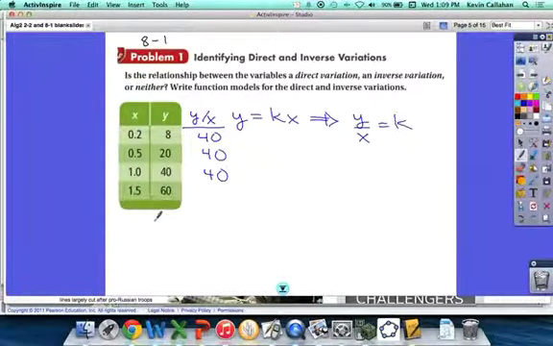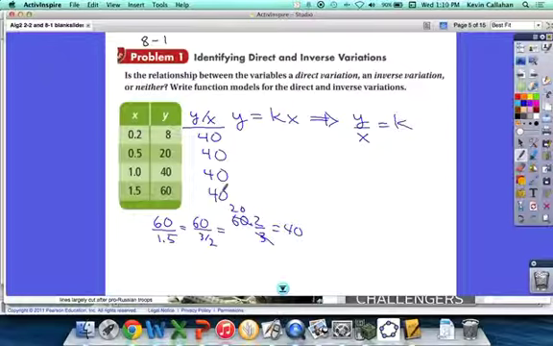I can say 60 divided by 1.5 equals 60 divided by 3/2 equals 60 times 2/3. And the 3 goes into 60 20 times, and 20 times 2 is 40. So in fact, every time I divided y by x, I got the same number, a constant, 40. So this is a direct variation. And the function is y equals 40 times x.